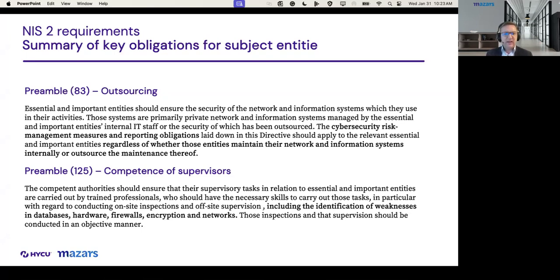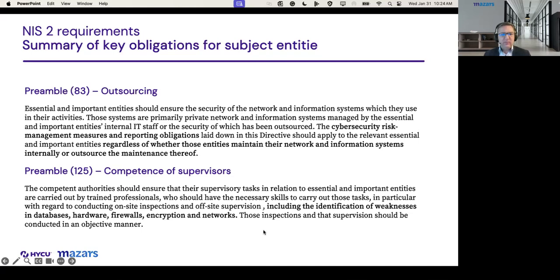So this, it's saying that the supervision will need to include the identification of weaknesses in both databases, hardware, firewalls, encryptions, and networks, and they will need to include specialists who can do this. That is giving us a good indication that probably this is going to be a technical thing and not just like a checkmark sort of audit or review, right? But as I said, again, this will vary country to country.